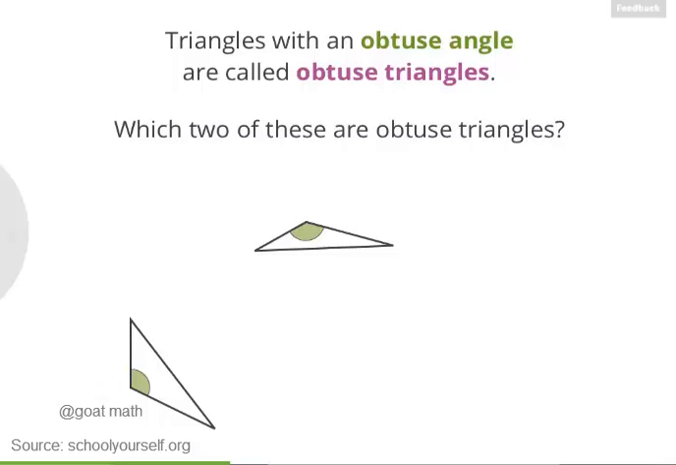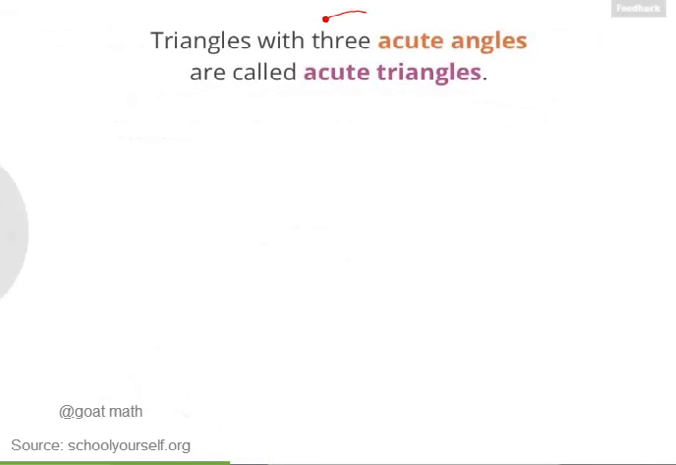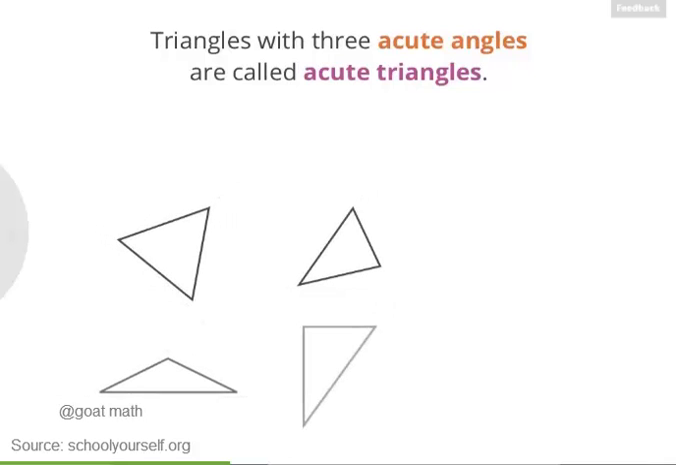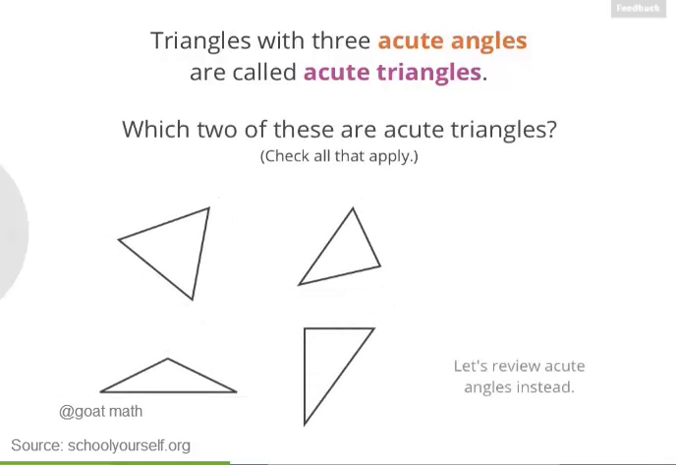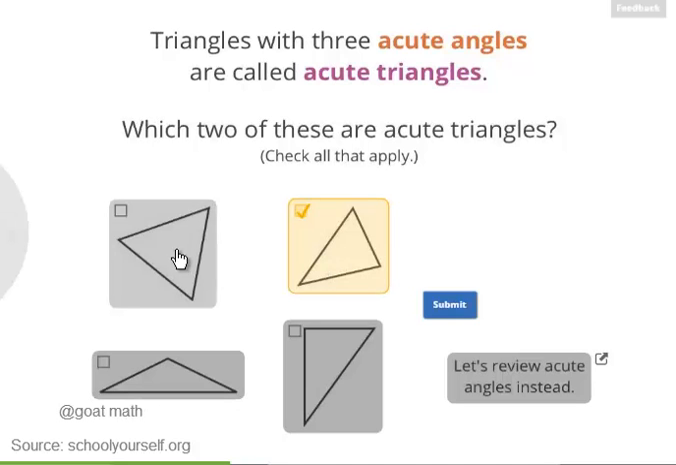and here's the obtuse angle in this triangle. Finally, if a triangle has three acute angles, meaning it doesn't have any right or obtuse angles, then it's called an acute triangle. Remember that an angle is acute if it's less than 90 degrees. So of these four triangles down here, which two are acute?